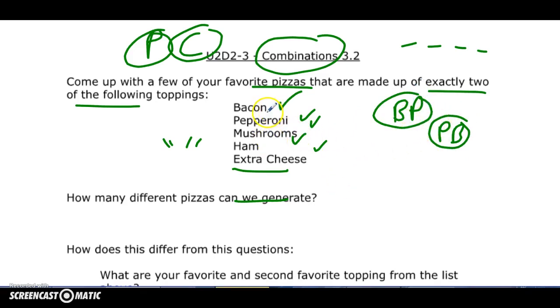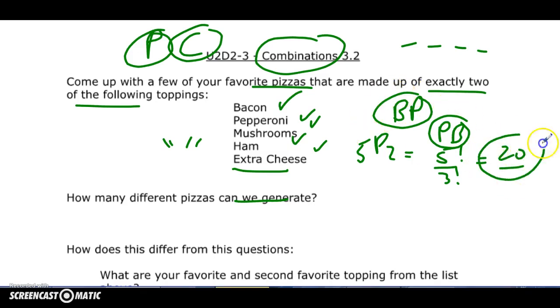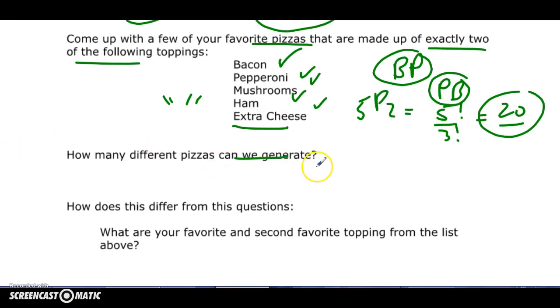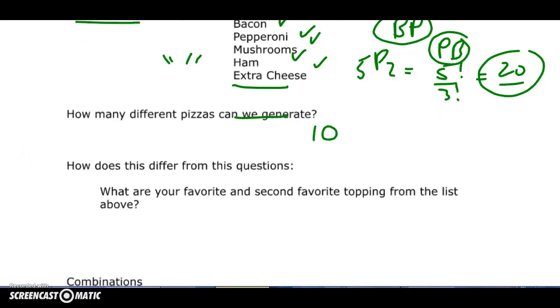Before, if I said give me 2, it was 5P2, which is 5 factorial over 5 minus 2, which is 3 factorial, and that'll be 20. One way to think about this: that would have been if order matters. If order doesn't matter, the number of pizzas is going to be less than 20. Now let's figure out how much less it is. If we mess around with this, which we will in class, you're going to find out that there are 10 pizzas. And that's a different question than this one here.